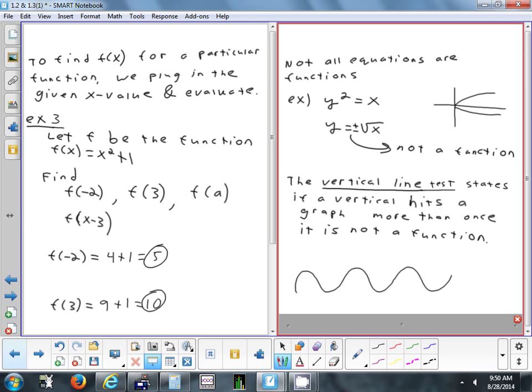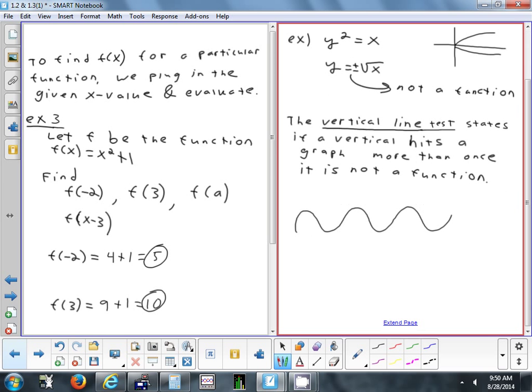How about a parabola? Function? Yep, it fails the horizontal line test, but it does pass the vertical line test. So that's how you can tell if something is a function.